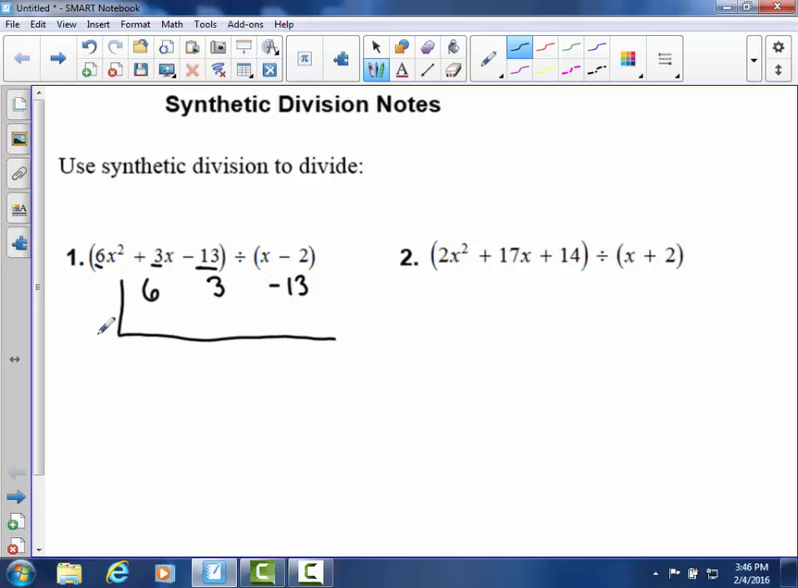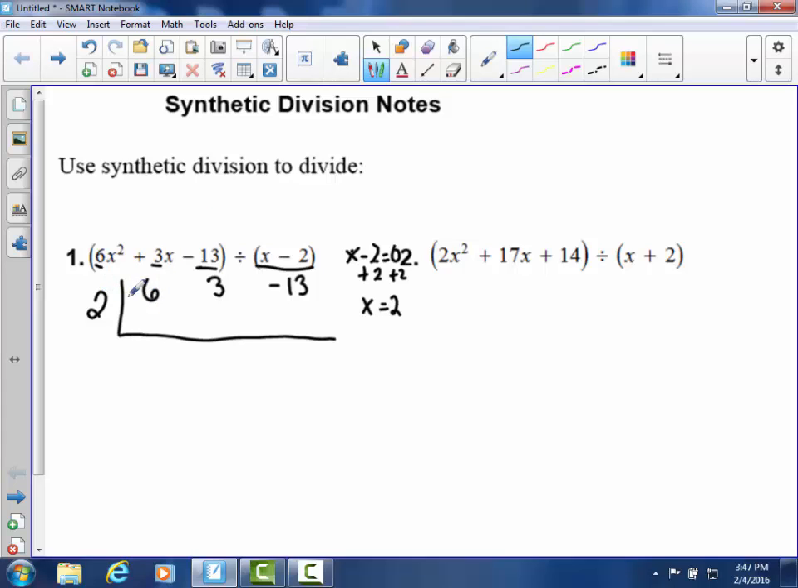Then we have to decide, what are we going to divide by? To do that, we take what we're dividing by, the x minus 2, and we set that equal to 0. Then we solve for x, so we'd be adding 2 here, so x equals 2, and that's the number that goes on the outside. Technically the number on the outside in synthetic division is called k, but for our purposes we're not going to get into why we call it k right now, because that's for algebra 2.